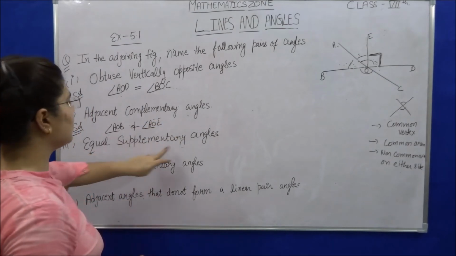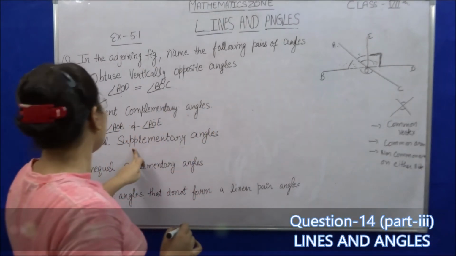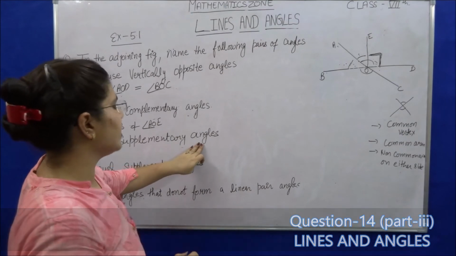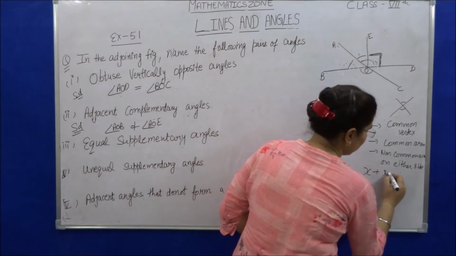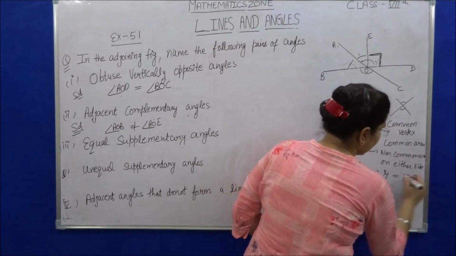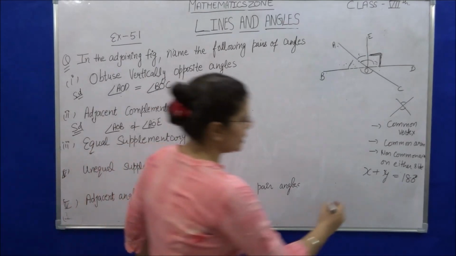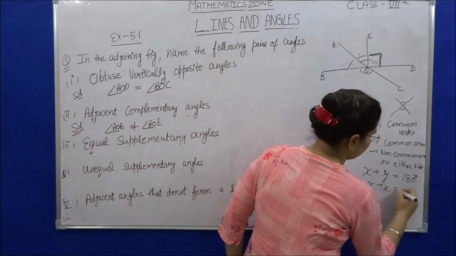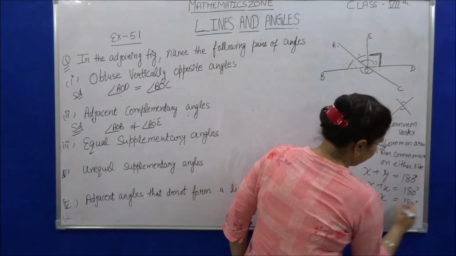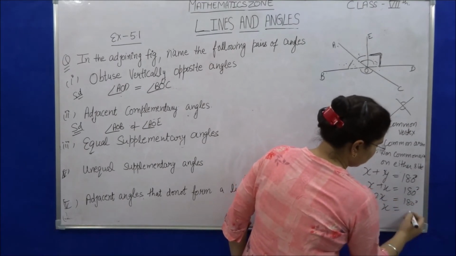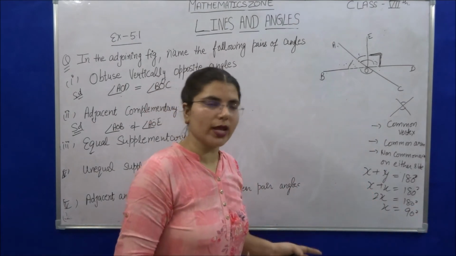Next is equal supplementary angles. That is, both of them are equal supplementary angles. That is, the sum of these two angles should be equal to 180 degrees. The second thing was they should be equal. That is, x plus x should be equal to 180 degrees. That means 2x is 180 degrees and the value of x will be 180 upon 2, which is 90 degrees. So both of the angles measures should be equal to 90 degrees.